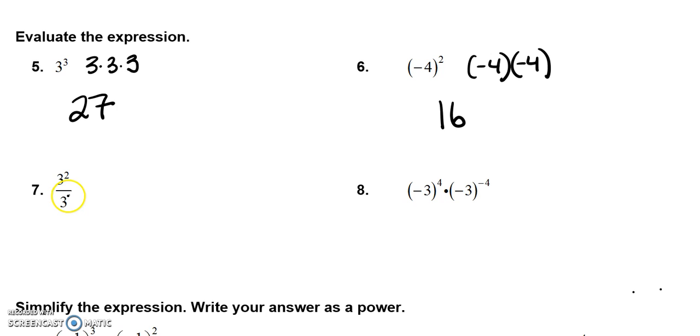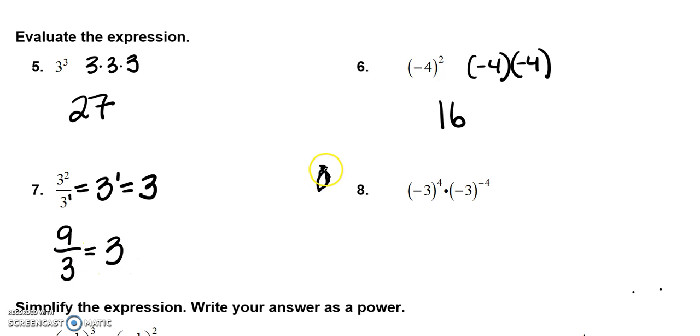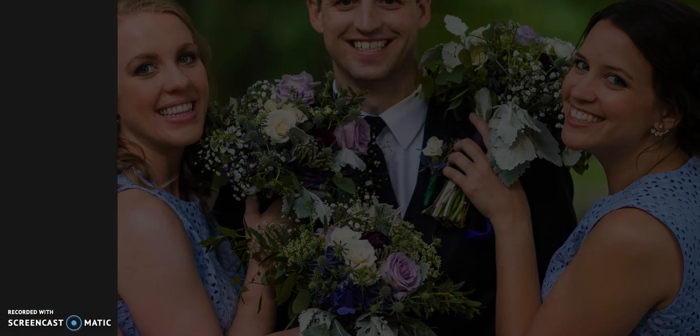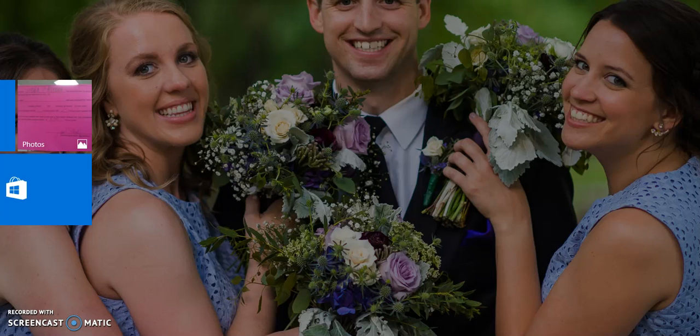Number 7 is 3 to the second over 3 to the first. You could subtract those. 2 minus 1 is 1. This is 3 to the first, which is 3. You also could have thought of this as 9 divided by 3, which is also 3, because 3 squared is 9.